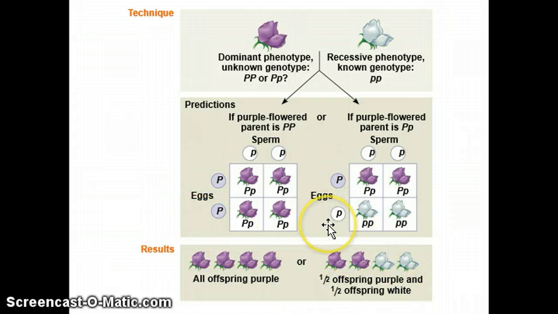But if it was heterozygous, crossing it with a homozygous recessive gives us half of the offspring showing the dominant trait and half showing the recessive trait. This is how you can tell whether your dominant phenotypic trait is coded by heterozygous or homozygous alleles.